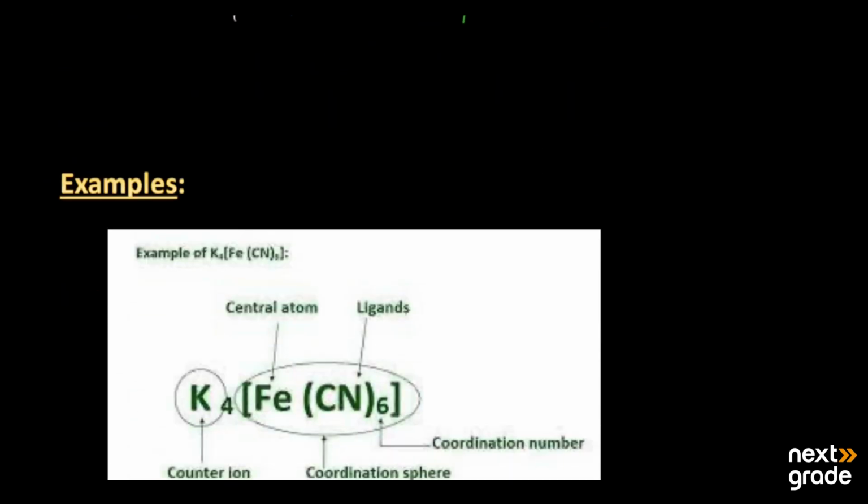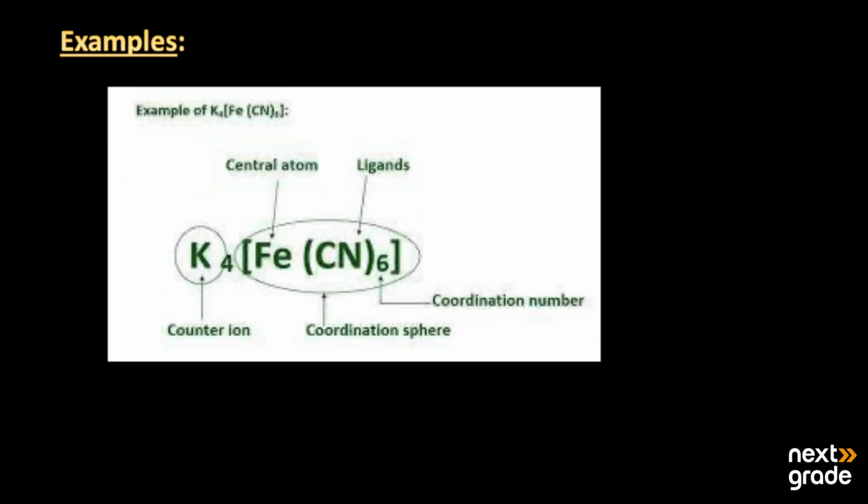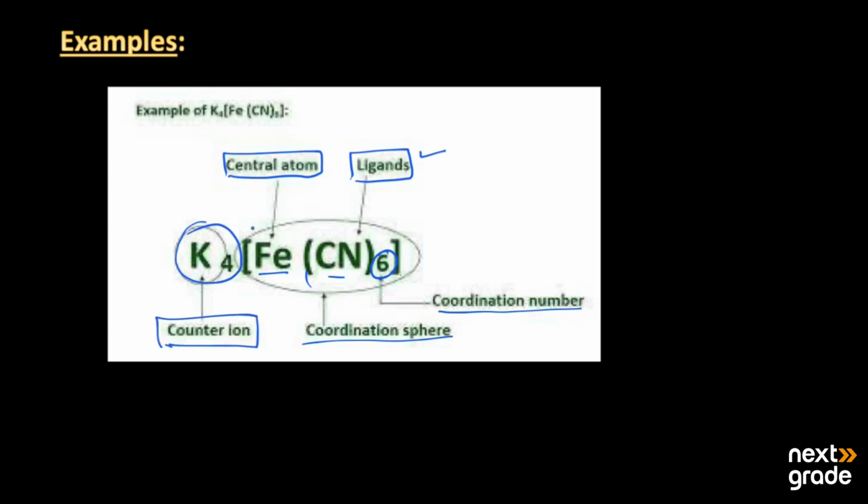After this, let's see what we call all these atoms. Here the iron is called the central atom because it is present in the center, and it is surrounded by these different non-metals. The surrounding atoms or non-metals are called ligands. As there are six in number, this number six is its coordination number, and this sphere is called the coordination sphere. The potassium, which is present outside the brackets, is called the counter ion, which is attached to the group having the negative charge, while the potassium carries the positive charge. This type of compound is called a complex compound.